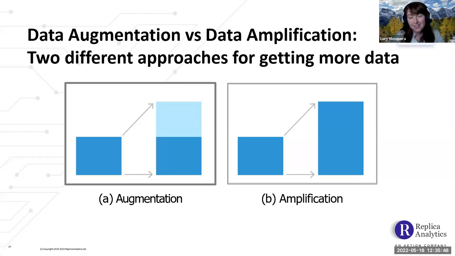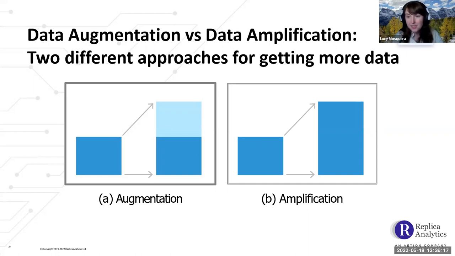Data augmentation on the left-hand side is when you train a synthesis model on real data, and then you create an augmented data set that is partially real data and partially synthetic data that has been generated from your synthesis model trained on the real observations. So you're able to increase the size of your data set using an augmented data set that's partially real and partially synthetic. This is in contrast to data amplification.